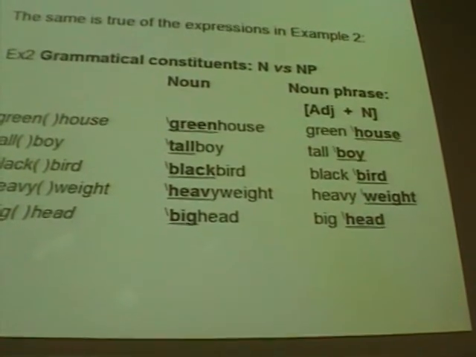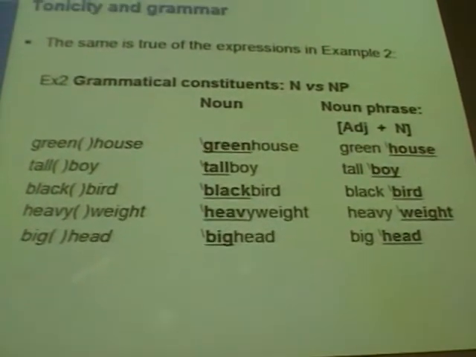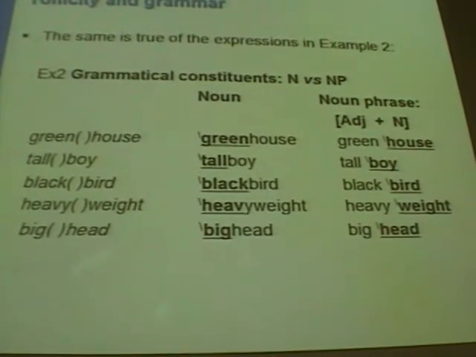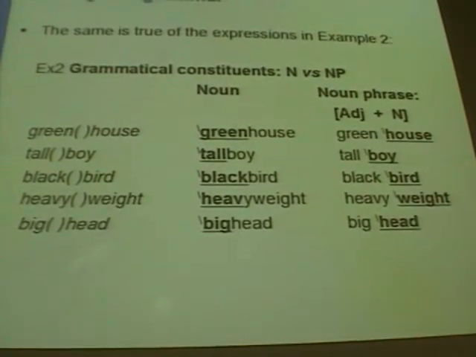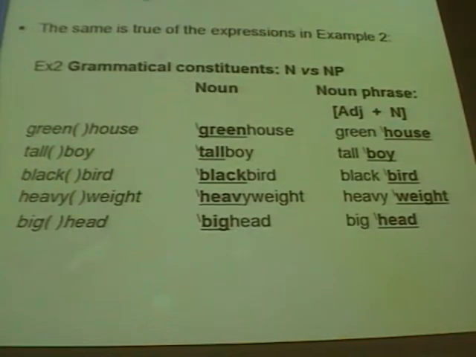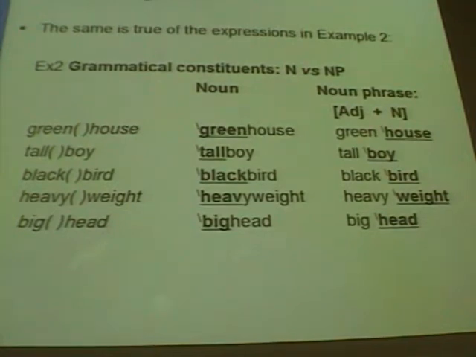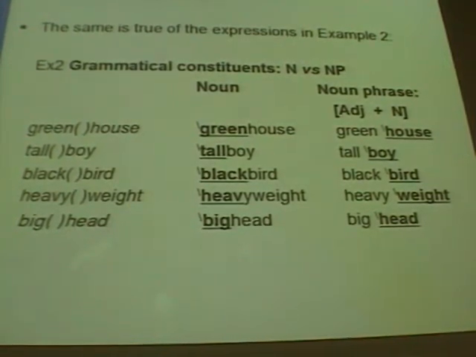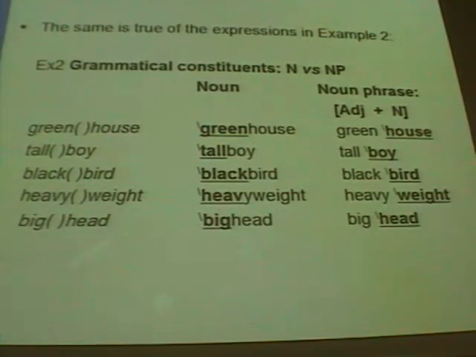Tonicity also contributes to distinguish other grammatical constituents, and I've got some examples here which are similar pairs, again segmentally identical, but the difference between a simple noun and a noun phrase. A greenhouse, a place for growing tomatoes, for example, as opposed to a green house, a house that is painted green. So a greenhouse is a noun, and a green house is a noun phrase. And all of these operate that way. The second example is a little arcane.